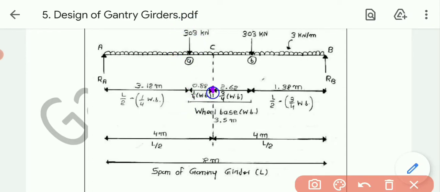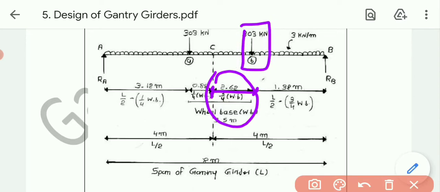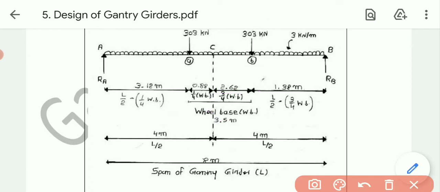Next, on the right hand side of C, at the distance of 3/4 of wheelbase, let's put the second wheel over here. 3/4 of wheelbase, that will be 3/4 of 3.5, the answer will be 2.62 meter. So at the distance of 2.62 meter, let's put the second wheel of the crane girder over here.